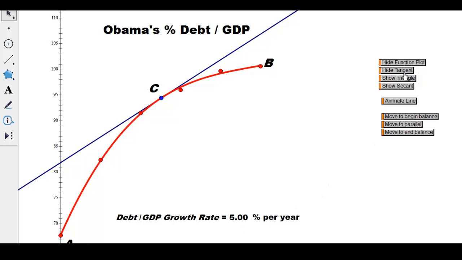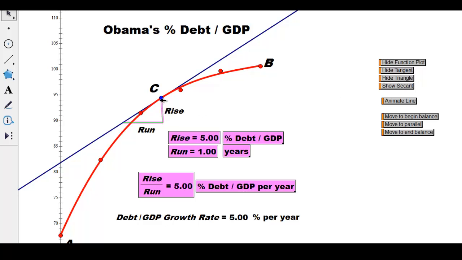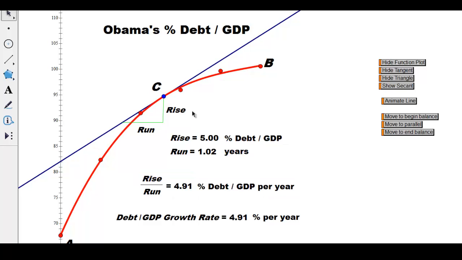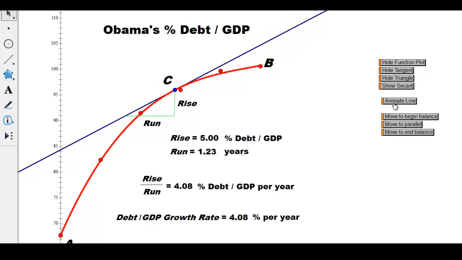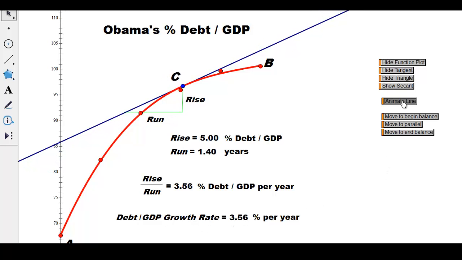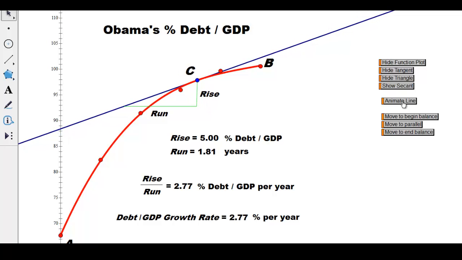Well, how do we know that? Because we measured the slope at that particular point. And of course, we saw this earlier. It's rise over the run. If we animate this, you'll see that the rise stays constant while the run gets larger and larger, so that since the denominator is getting larger and larger, the slope is getting smaller and smaller.